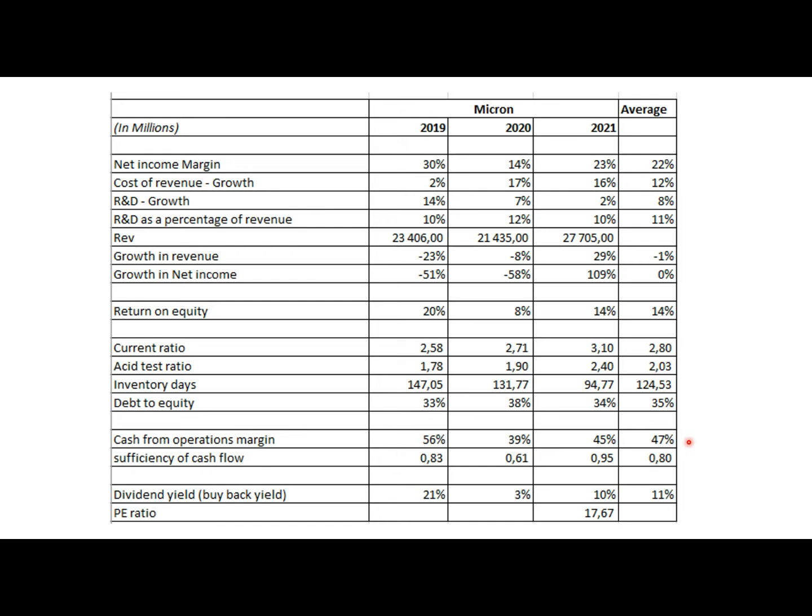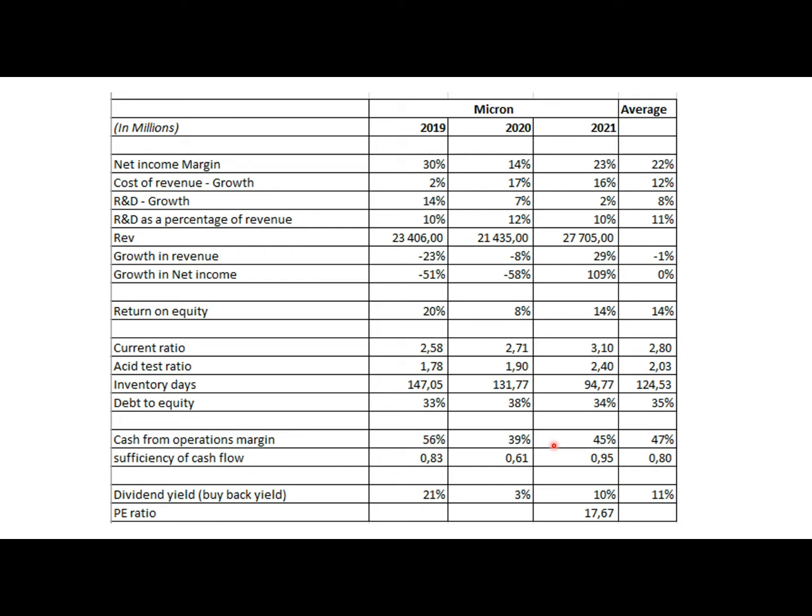So Micron itself has outperformed the industry. The operations are healthy enough to convert revenue into cash. That's what this ratio tells me. It has a business model that can generate cash, basically. So a very good performance for Micron. It has a really high cash margin. I like that. The sufficiency of cash flow is slightly below the industry average.